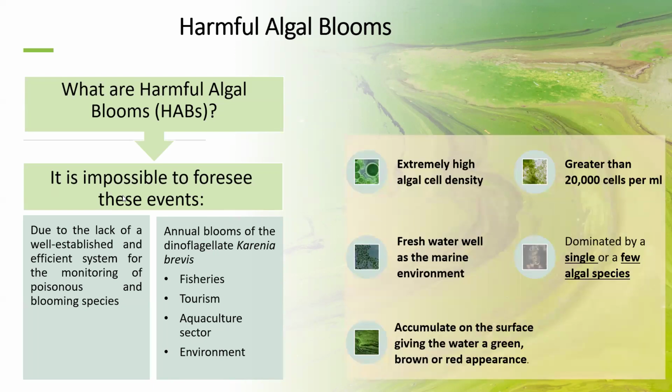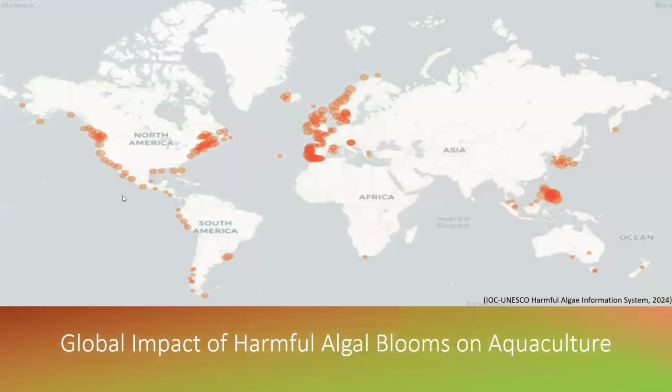Some major characteristics of algal bloom are they have extremely high algal cell density, which can be greater than 20,000 cells per milliliter. These blooms can occur in fresh water as well as the marine environment and can be dominated by a single or few algal species. Now, these blooms tend to accumulate on the surface, giving the water a green, brown, or red appearance. Algal blooms have developed into a global concern over the past few years.